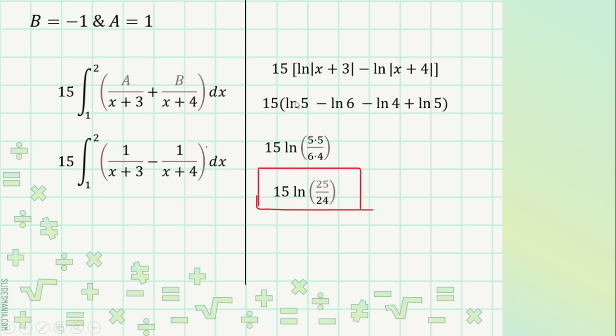We multiply across. The 5 will be times 5, the plus will be times the plus, and the negative will be the negative. So 6 will be times 4, which is 24, and 5 times 5 will be 25. So it will be 15 ln of 25 over 24. Okay, I think that's all that I can explain. Thank you very much.